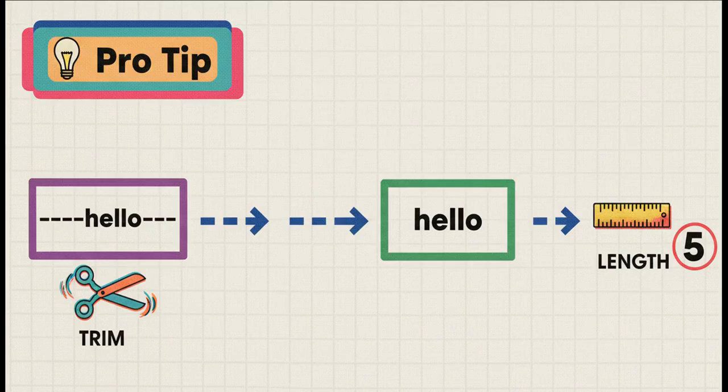Okay, here's a pro tip that is going to save you a ton of trouble down the line. If you ever need to find the length of a piece of text, always wrap it in a trim function first. That way, you're counting the actual characters, not a bunch of data entry errors. It's a tiny step that makes your code so much more reliable.